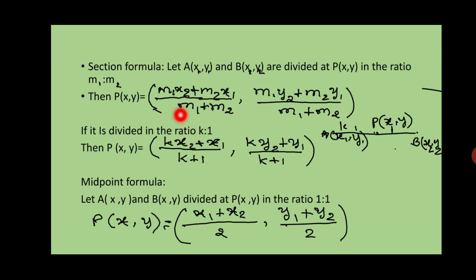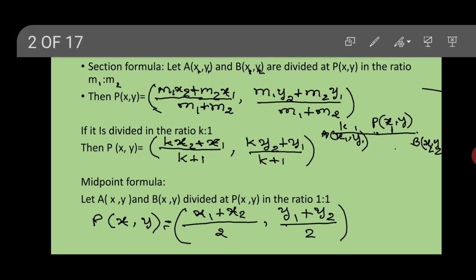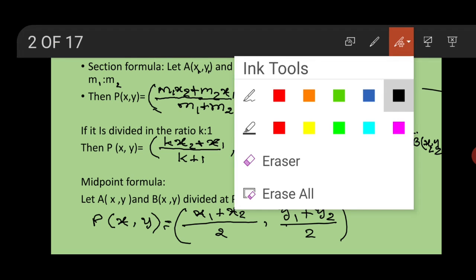Substitute the value of m1. What is m1? It is k, and m2 is what? 1. Then you will get the new formula. Coordinates of point P, x, y is given by k into x2 plus 1 into x1 divided by k plus 1 and k into y2 plus y1 divided by k plus 1, right? Now, suppose the distance is in this way.